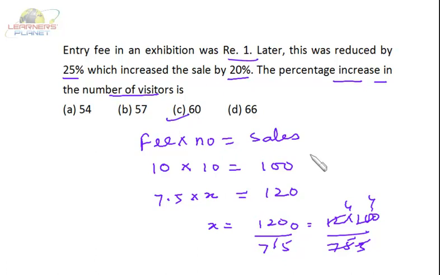The most important part over here is to find out this relationship. That is, fee into number of visitors is equal to total amount received, that is revenue, or sales. Okay, let's take the new one.